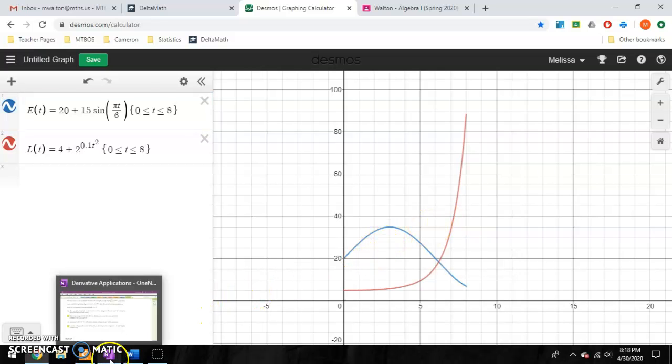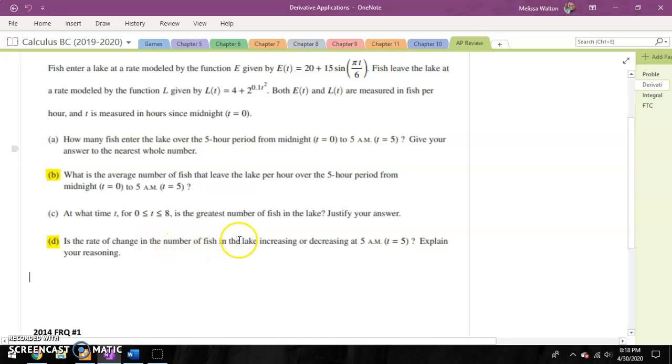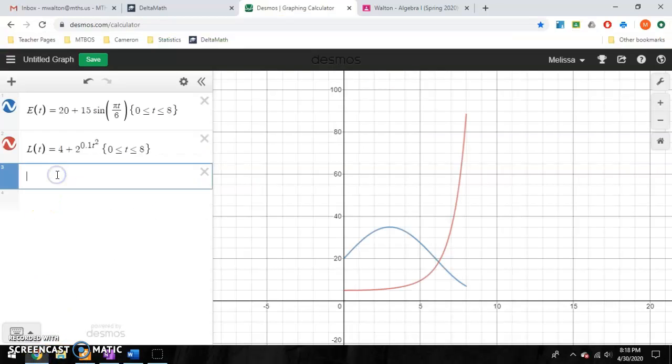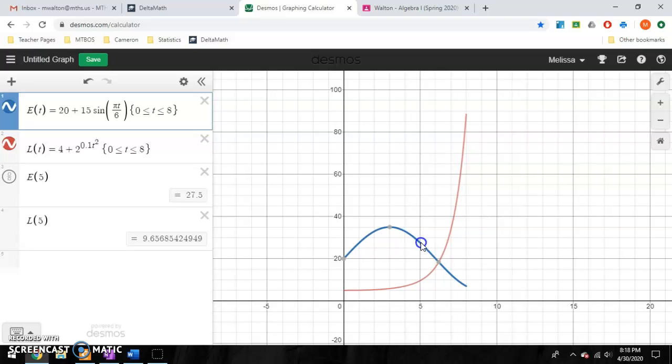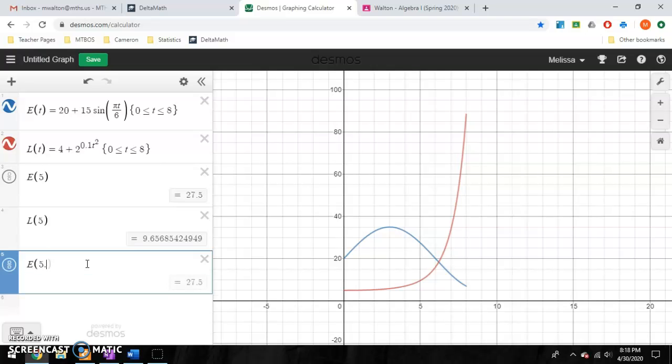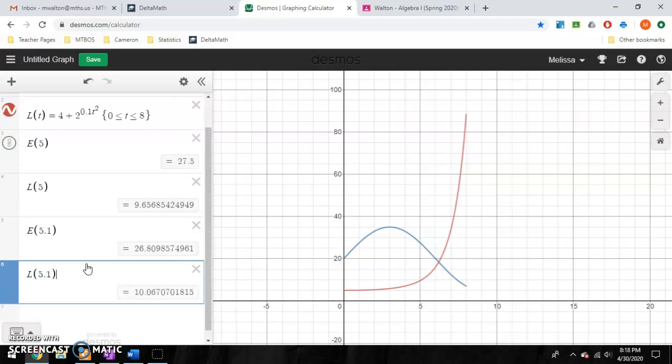Now, this question is specifically asking us, is the rate of change in the number of fish increasing or decreasing? I want to warn you about something. If we strictly look at E at 5 and L at 5, of course, there are more fish entering than are leaving. But we're not asked, are there more fish entering or leaving? We're asked, how is this rate changing? Let's take a look at E at 5.1 versus L at 5.1. This is going down and this is going up. So this gap is closing.